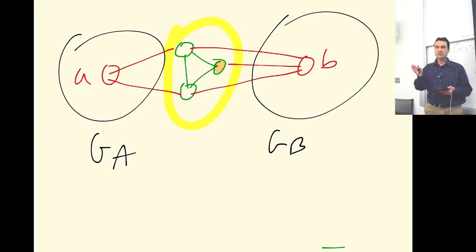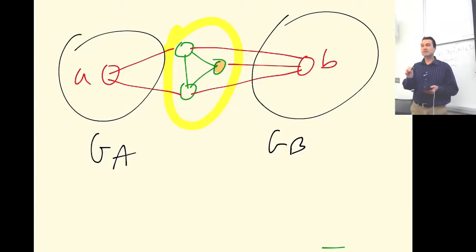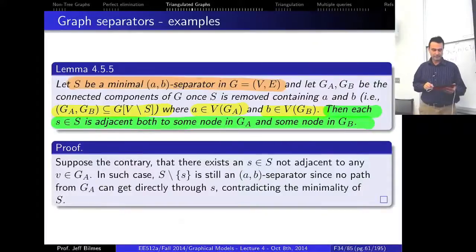So if you're a minimal separator and you separate it into these components GA and GB, where GA and GB are the components that contain A and B respectively, it must be the case that every node in S is connected to some node in GA and every node in S is connected to some node in GB. That's what the theorem states.